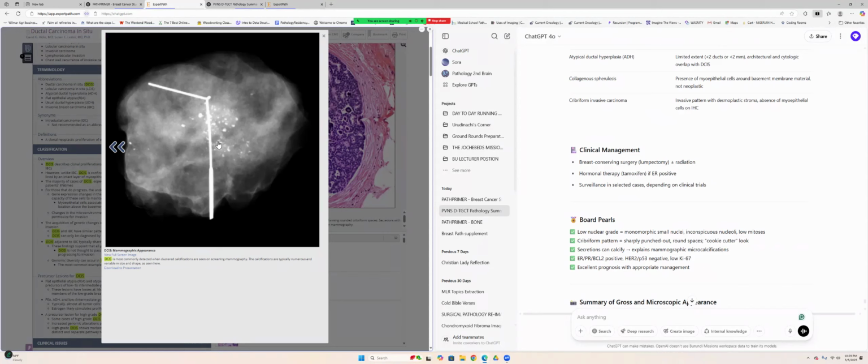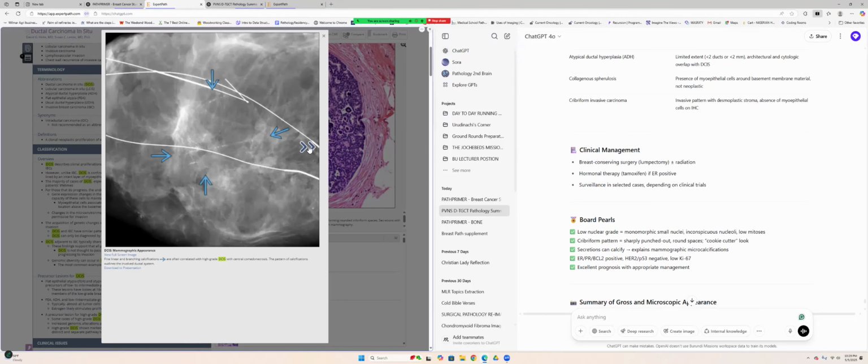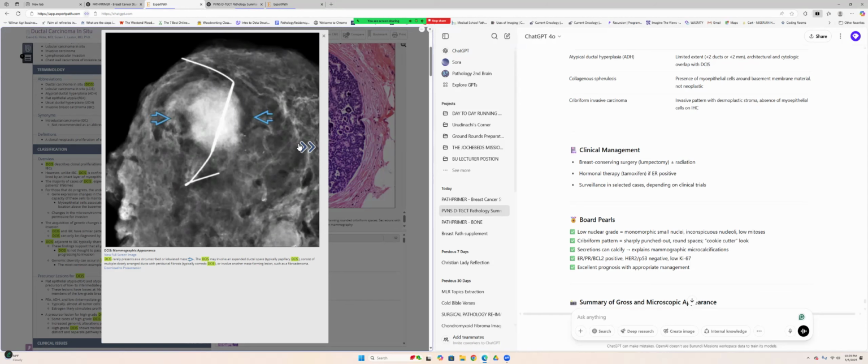These are clustered calcifications that are pleomorphic and variable in shape. Either linear or clustered calcifications can help. Sometimes you have this fine branching, what we call linear and branching calcifications, and they are correlated with high-grade DCIS with central comedonal necrosis. The pattern of calcifications involves the ductal system. DCIS rarely presents as a circumscribed or lobulated mass.